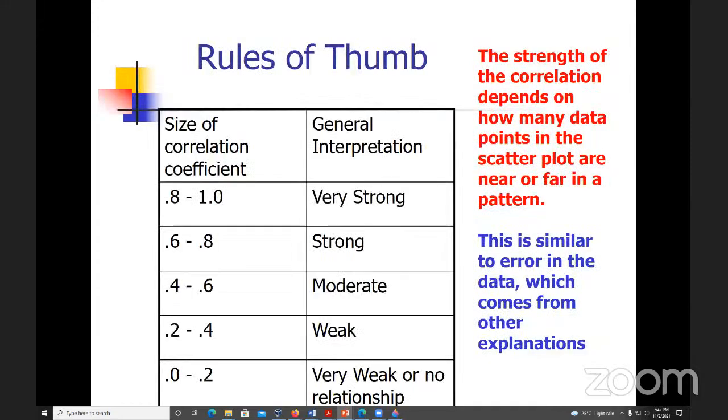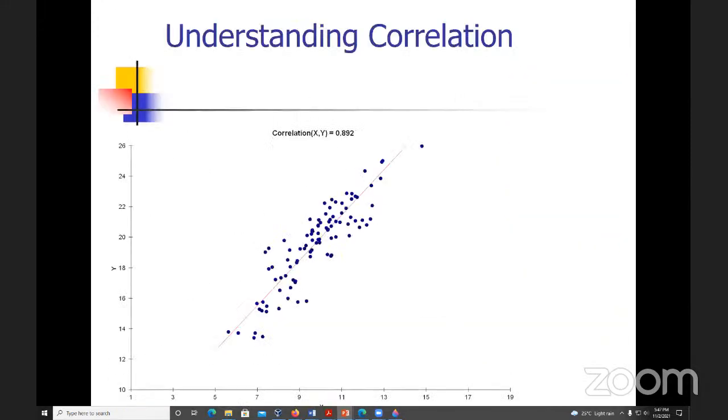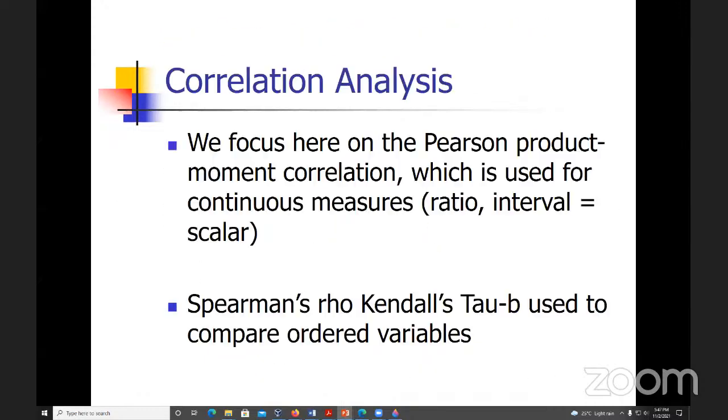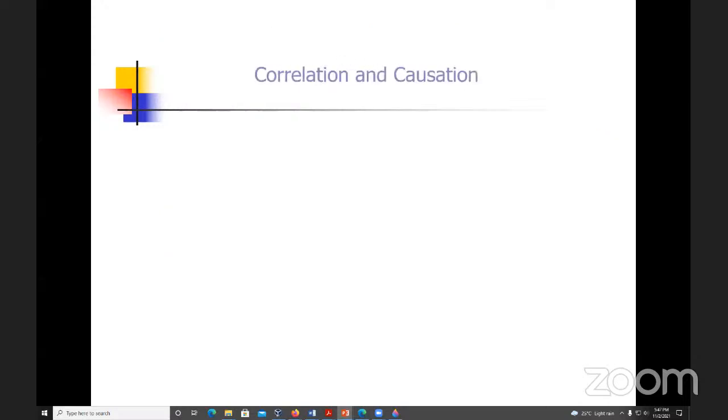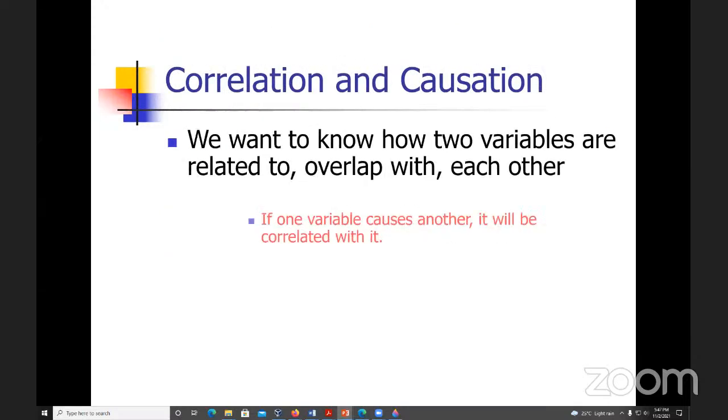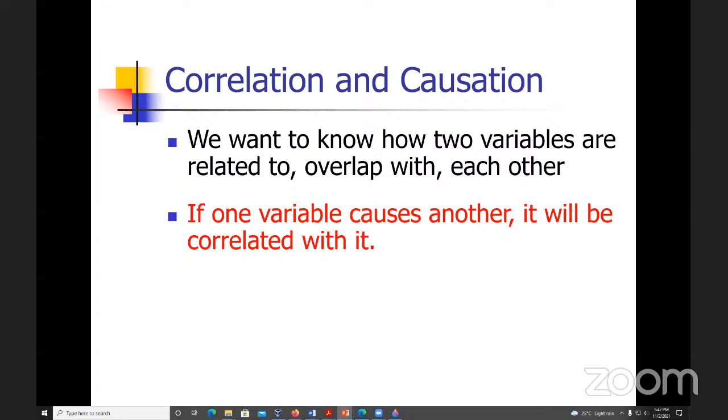The question is, if you do a correlation, let me see. If you do a correlation, is it necessarily the case that when we have two variables with a high correlation, one thing causes the other?